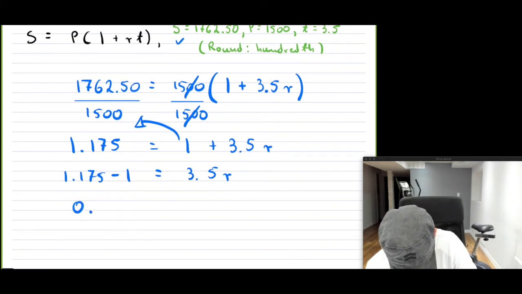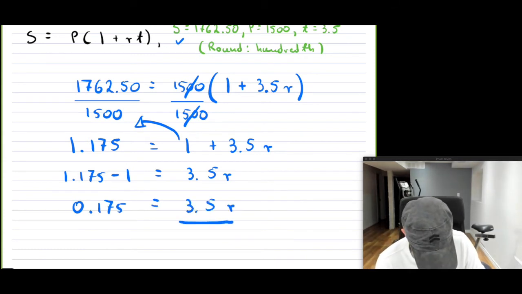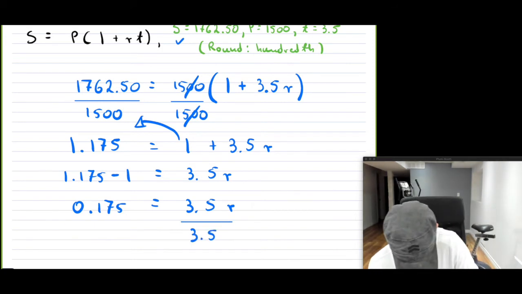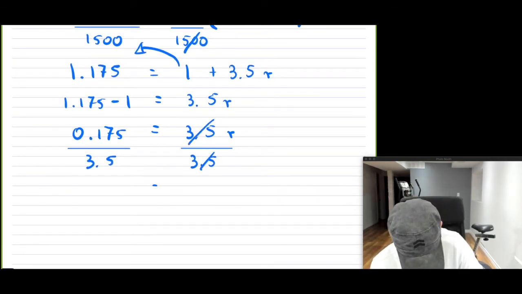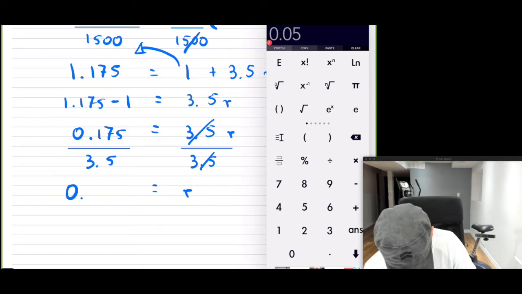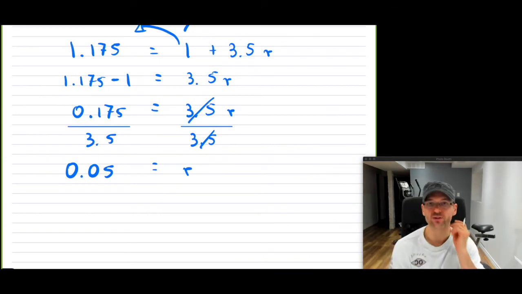So this is 0.175. Now divide both sides by 3.5 so that we can solve for our unknown. So that will cancel, and you have R. Let's bring this back. So we have 0.175 divided by 3.5. This works out very nicely. Round to the hundredth? Well, it's already to the hundredth. So we are done.